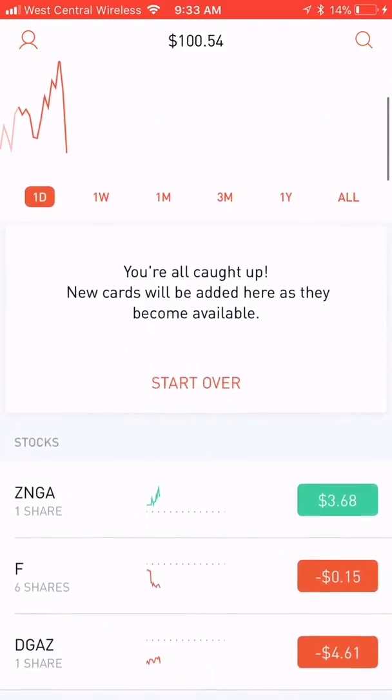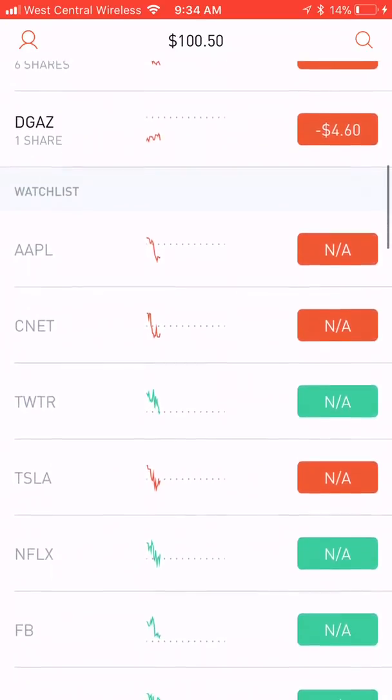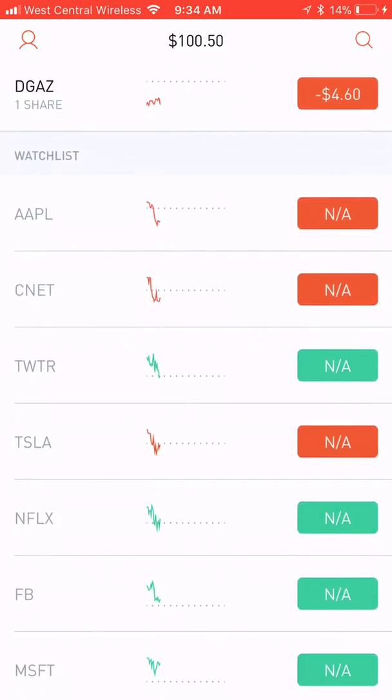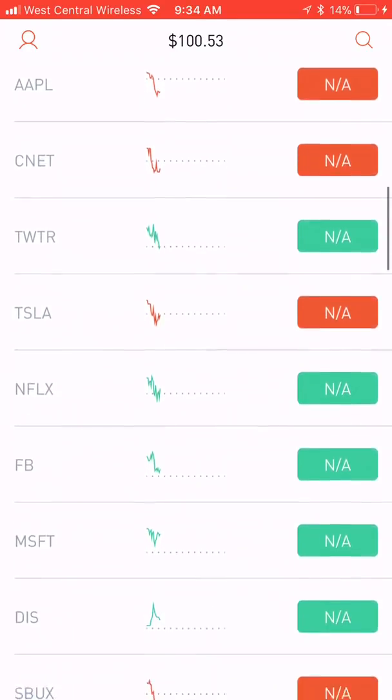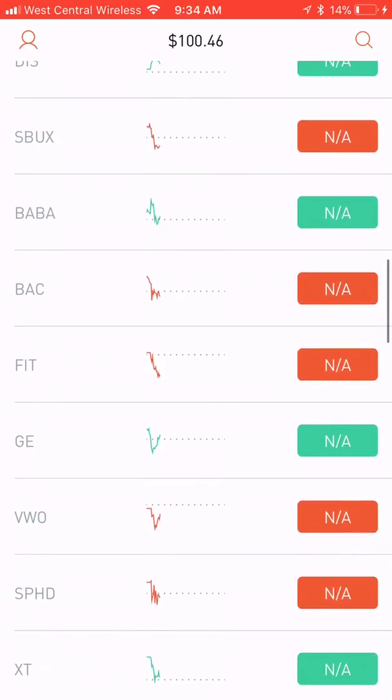Looks like I'm down $1.67 so far today. So if I go ahead and scroll down, it shows the stocks here, Zynga, Ford, and DGAS, which I am invested in currently. And also my watch list. It's a very basic app and a very basic watch list, so you would have to scroll down or hit the search, which is that magnifying glass in the top right, to look up the individual stock.